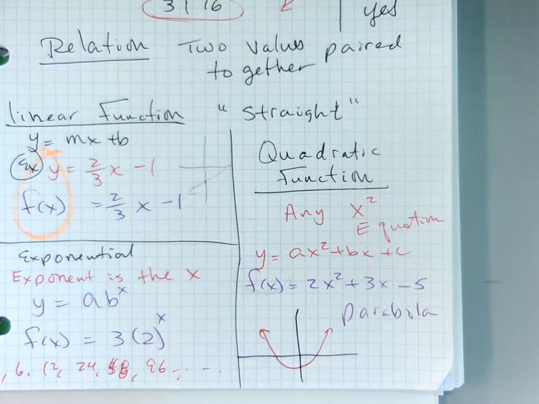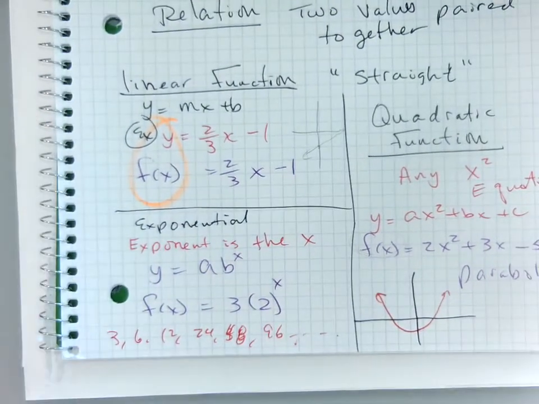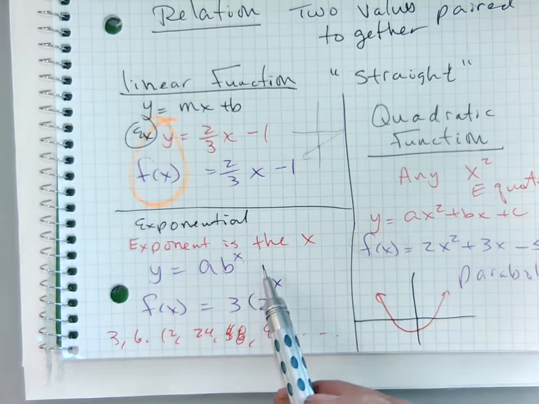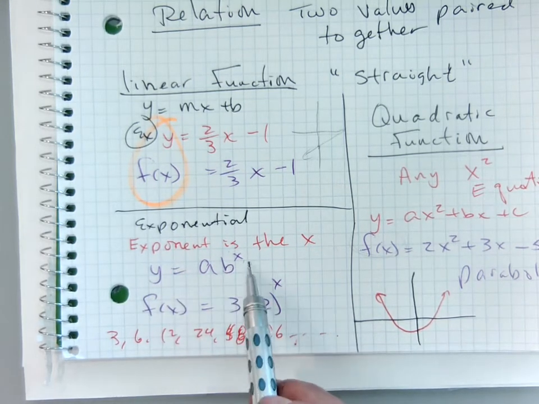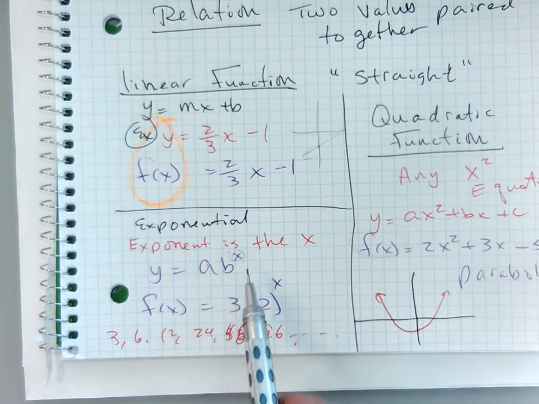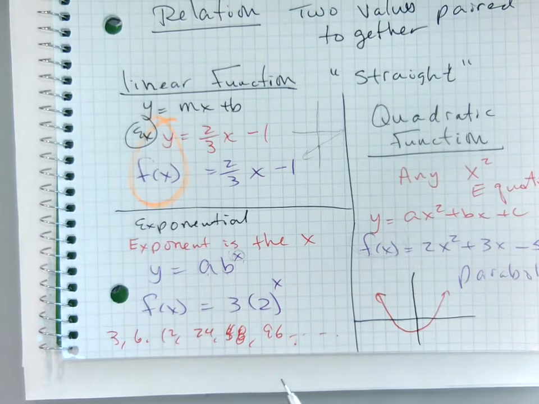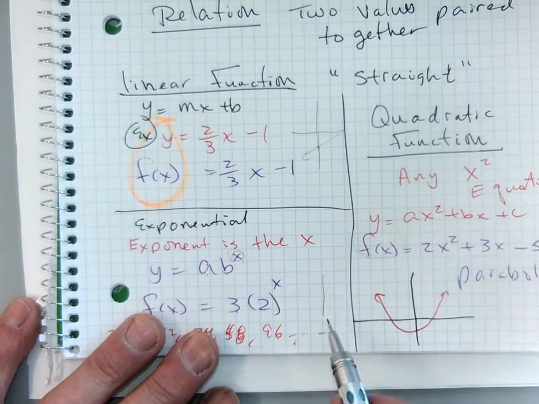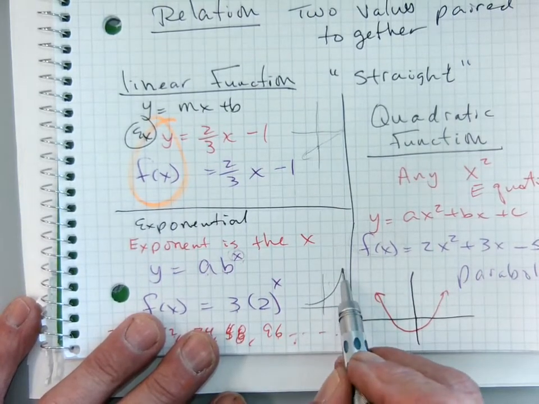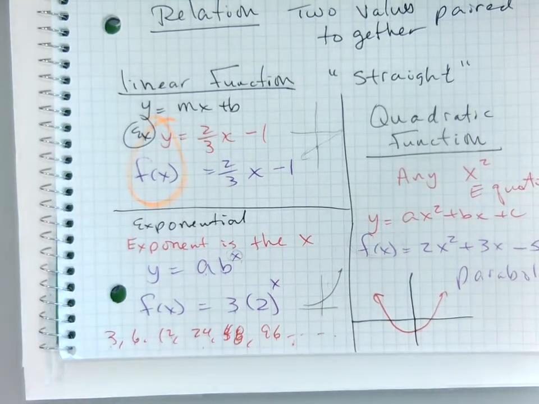And finally, the third one we talked about is exponential. We've got y equals ab to the x. It's called exponential because the exponent is the x. That's what makes it exponential. A is the beginning amount, b is the rate, and then to the x power. So this is like taking 3 and doubling it: 6, 12, 24, 48, 96, and so forth. Those graphs look kind of like a J shape, and they continue to grow, okay? And again, if it's a function, call it f of x.